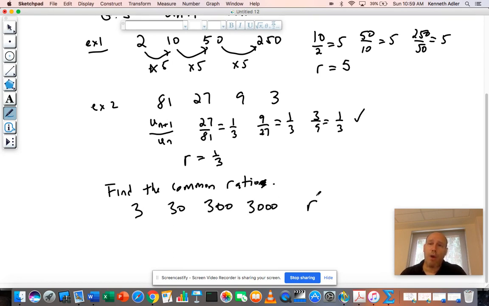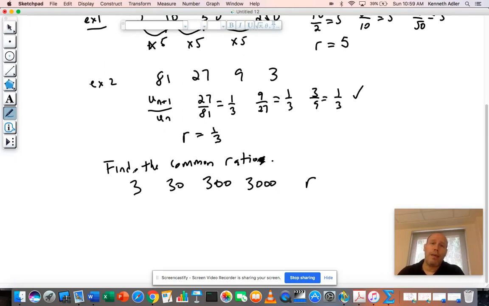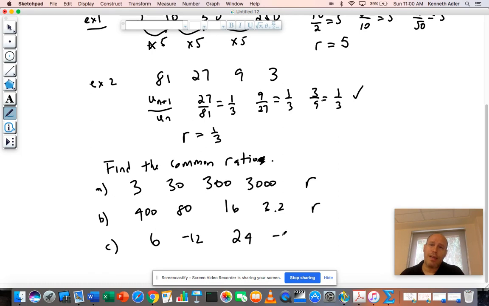So find the r. Here's another example. Try 400, 80, 16, 3.2. Find the r. And then the last example, 6, negative 12, 24, negative 48. Find the r. Okay, put the video on pause and figure this out.